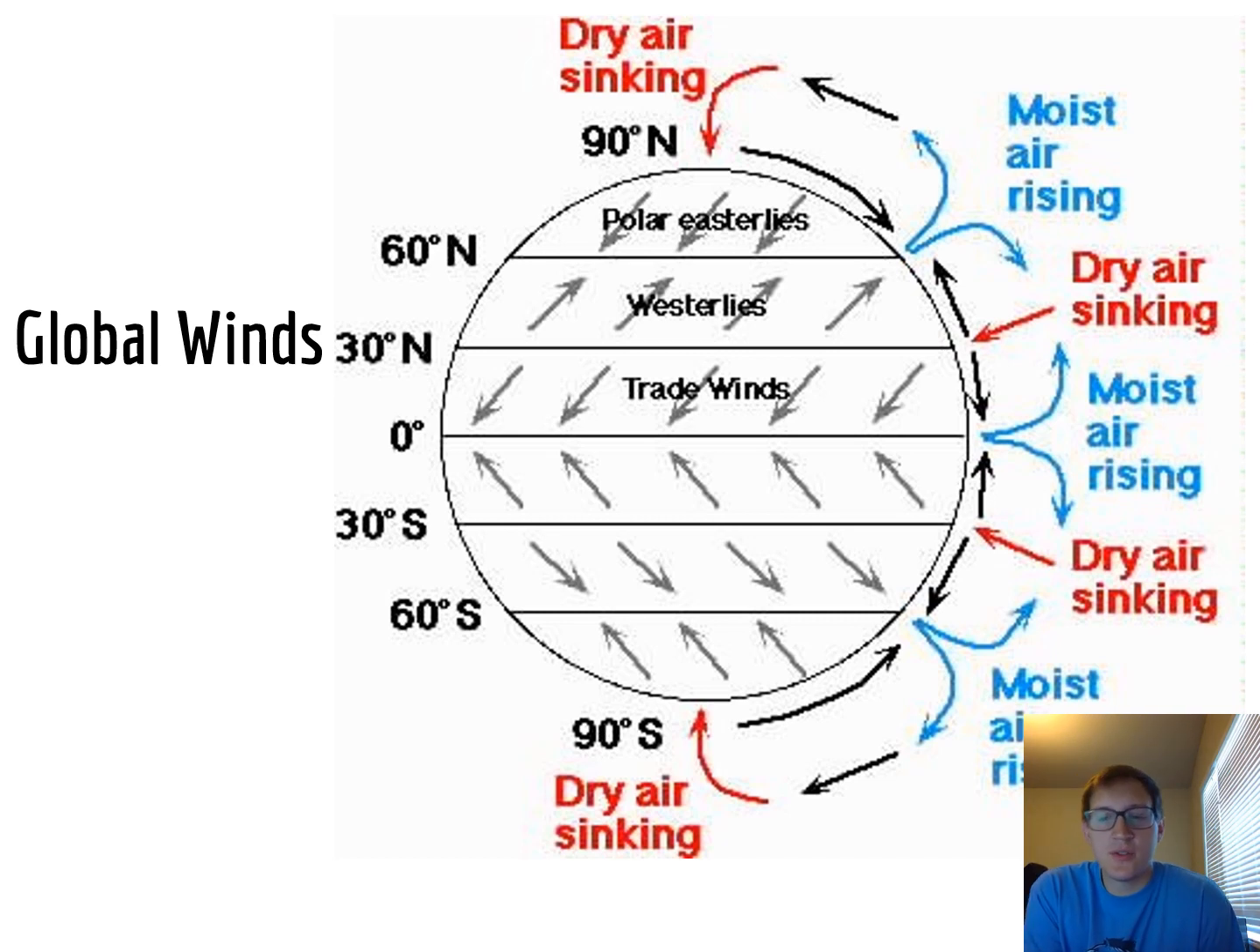Hey Earth Science students, here we are with our second video for this little block of assignments. We're going to be talking about global winds. We talked about the ideal gas law just now, and the reason that we have these global winds is due to that ideal gas law. We're going to be talking about polar easterlies, prevailing westerlies, trade winds, how they affect our climate, and how they affect our weather. So without further ado, let's just get right into it.